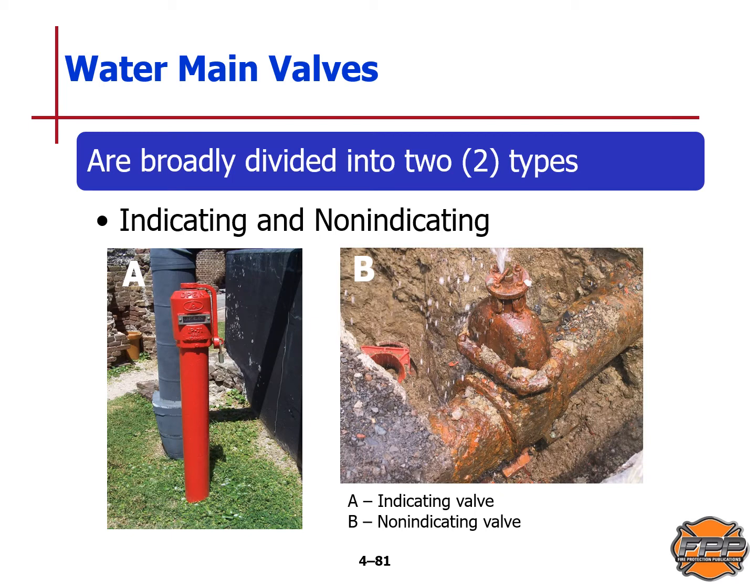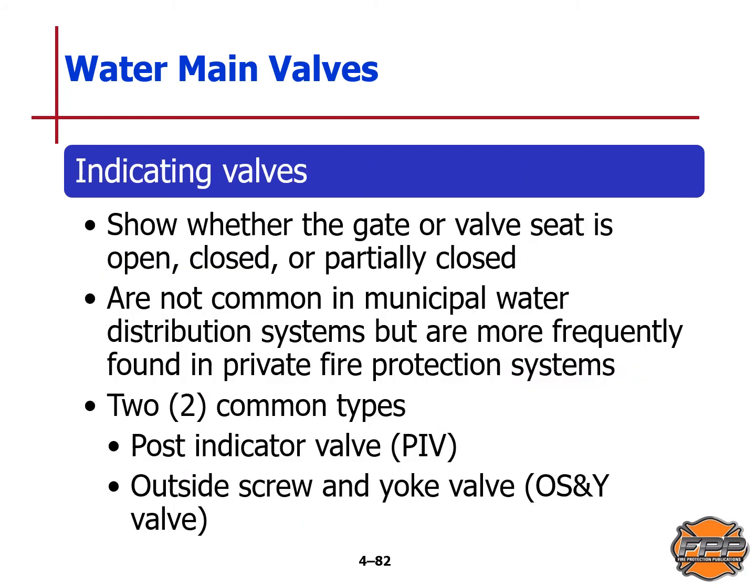Water main valves are divided into two types, indicating and non-indicating. Indicating valves show whether the gate or valve seat is open, closed, or partially closed. These are not common in municipal water distribution systems, but are more frequently found in private fire protection systems. There are two common types, the post indicator valve, PIV, and the outside screw and yoke valve, or OS&Y valve.